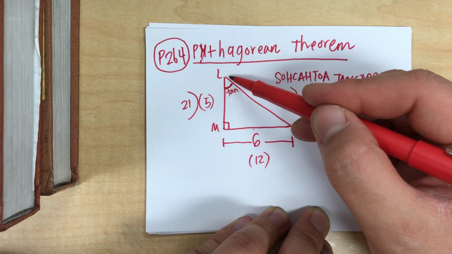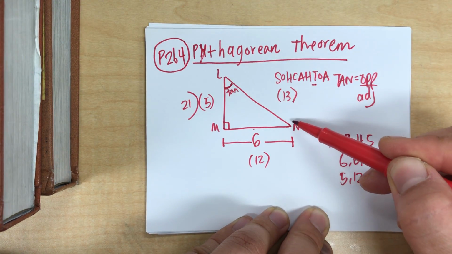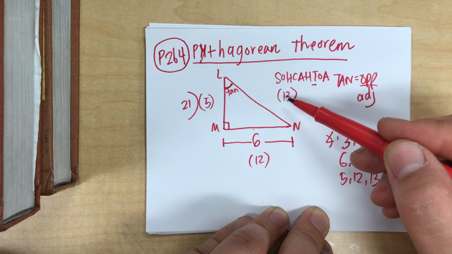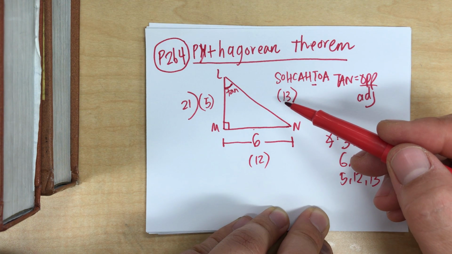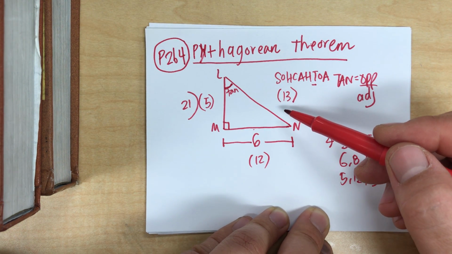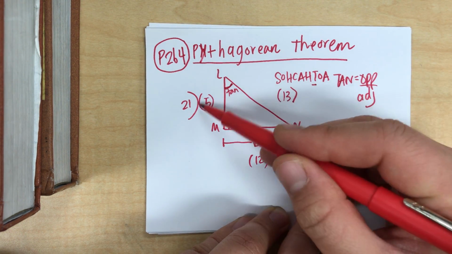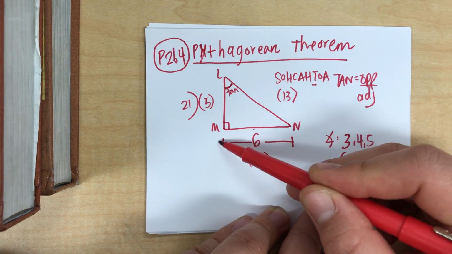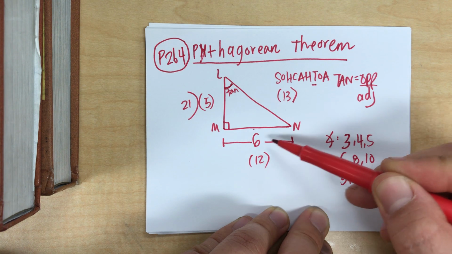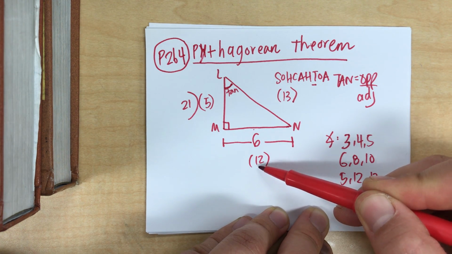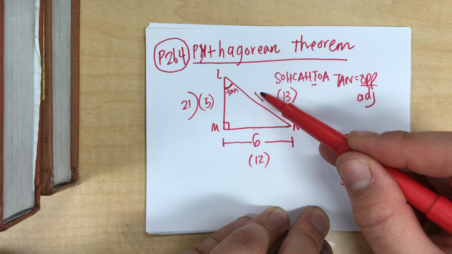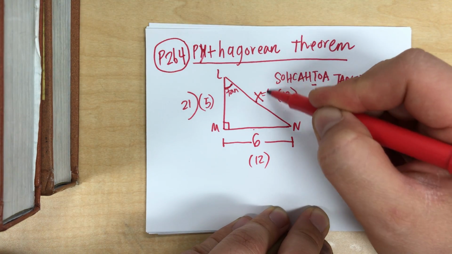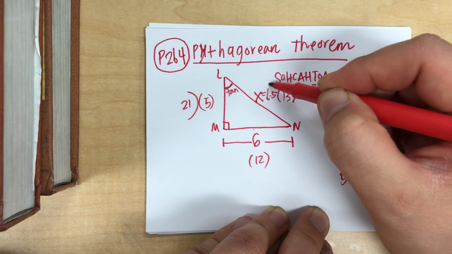Okay, they want to know in the end, what is LN? The answer is not 13. But if you look at answer C, there's a trick answer there, which is 13. This is just a representation of the sides, but this is the real one, okay? 6 is the real measurement of MN, and that is half of 12. Therefore, this is going to be half of 13, and that is 6.5, and A is your answer.